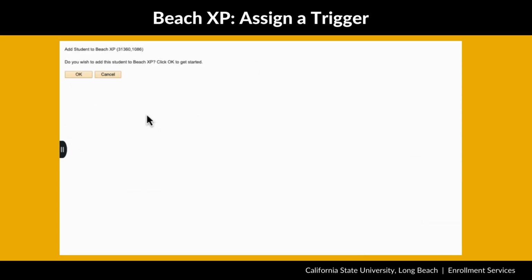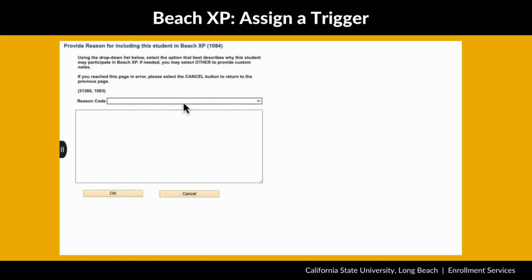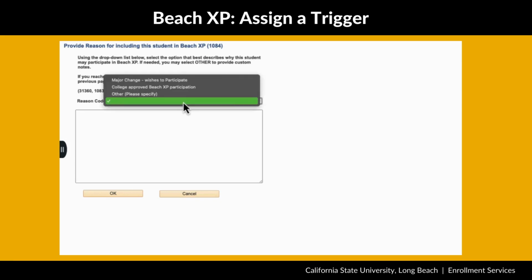If the student is eligible, you'll be asked if you wish to allow the student to participate in Beach XP. Click OK to add a trigger to the student record, or click Cancel to return to Advisor Center. Once you click OK, you will need to select a trigger from the options provided. You will be prompted to provide a reason for assigning the trigger.